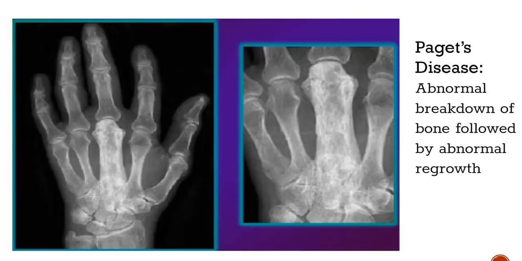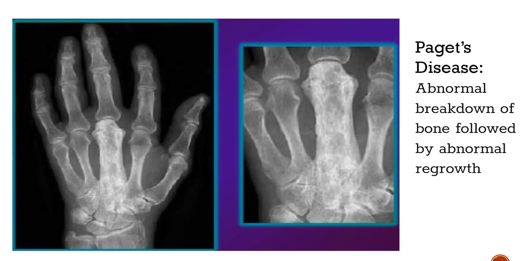Paget's disease. This is a disease that can occur anywhere in the body. It is the abnormal breakdown of bone followed by abnormal regrowth. So the body will try to repair that abnormal breakdown of bone by supplying it with extra calcium, right? You can see that here. This third metacarpal is much bigger and denser than the metacarpals around it. The problem is that with Paget's disease, that piece of bone that's affected is never really going to be nice and strong because that breakdown process is always still occurring in the body.